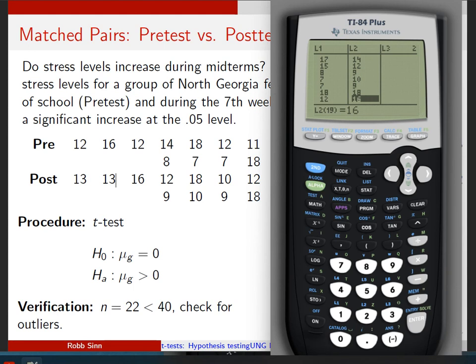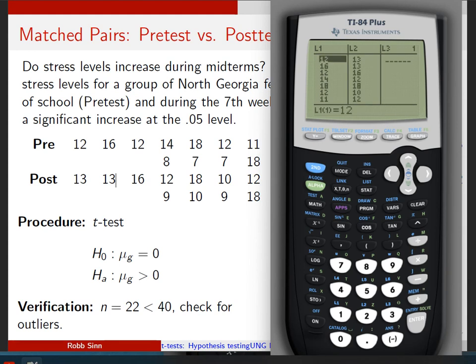I have the 8 and the 9, that's here, then 7, 10, that's there, then 7, 9, and 18, 18, and so all the way down. Notice that it allows me to see the sample size, right? I said the sample size was 22. It looks like the sample size is 21. So maybe I miscounted. Sorry about that.